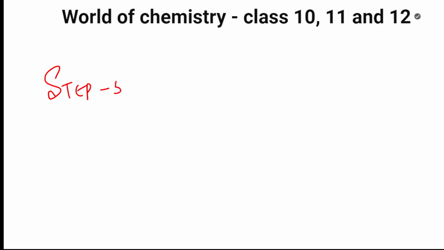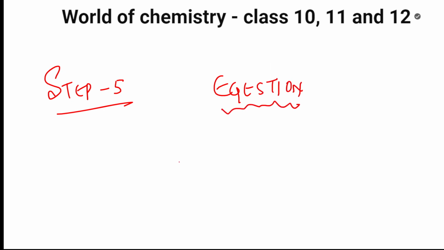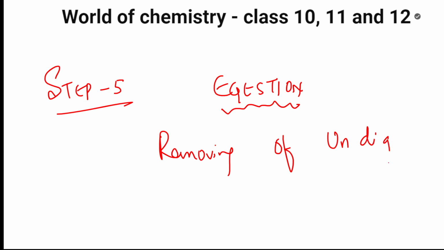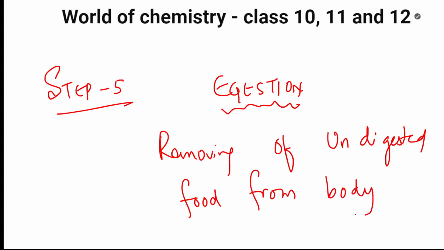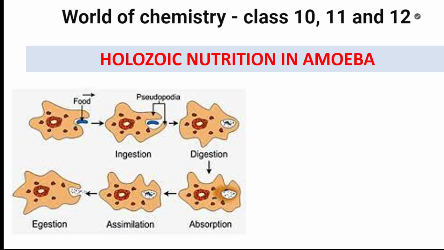Last but not the least, step number five. Yes, most important, egestion. Egestion means excretion, which also should happen. Otherwise, all the waste materials will get accumulated in the body. So, removing undigested food from the body. All the steps are over. Now, with all these steps, we are going to study one example of holozoic nutrition.